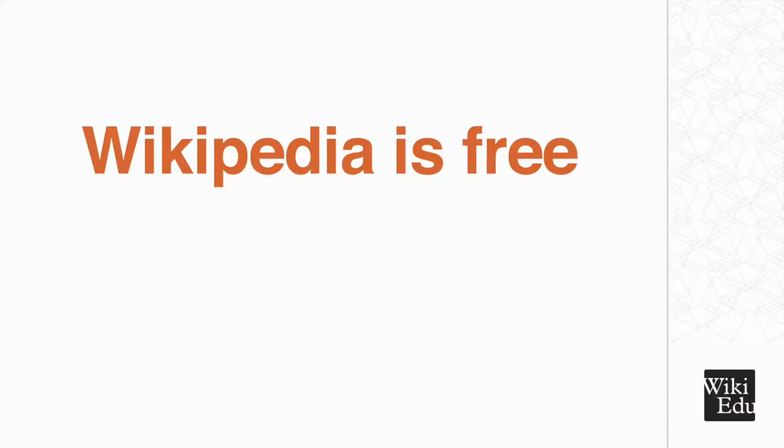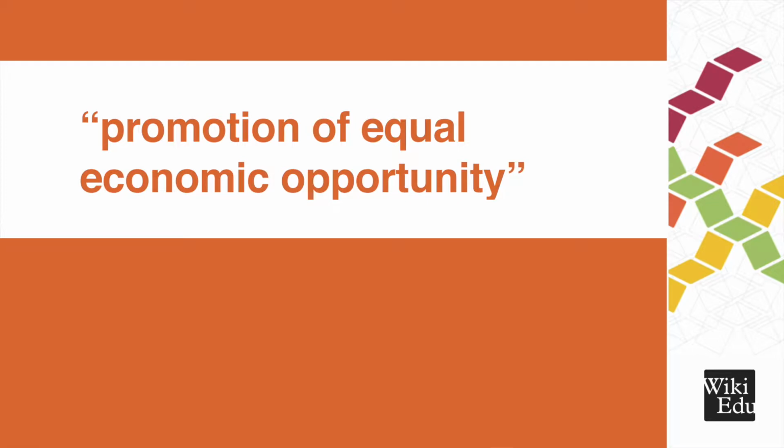The first one I want to talk about is the fact that Wikipedia is free. I think this is the most important thing about Wikipedia. It's a fundamental understanding of the way the site wants to operate, and it's always going to be free. And I think that is very incredible. And if we think back to my definition of digital literacy, one of the core concepts there was helping promote equal economic opportunity. And if we think of information as a form of economic currency, working on Wikipedia helps answer that question.